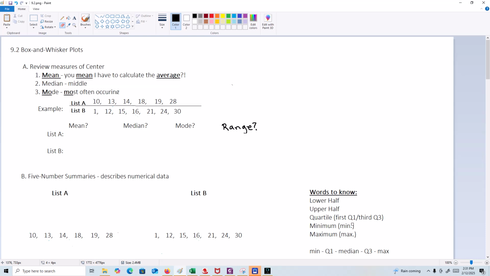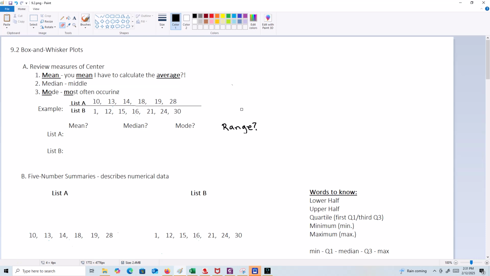The way you can remember the mean is by thinking, you mean I have to calculate the average? So mean means average. Median, once again, means middle. Mode starts with MO. Most starts with MO, so mode equals most. It's that most often occurring number. Now for list A and list B, there is no mode. There is no number that appears more often than any other number.